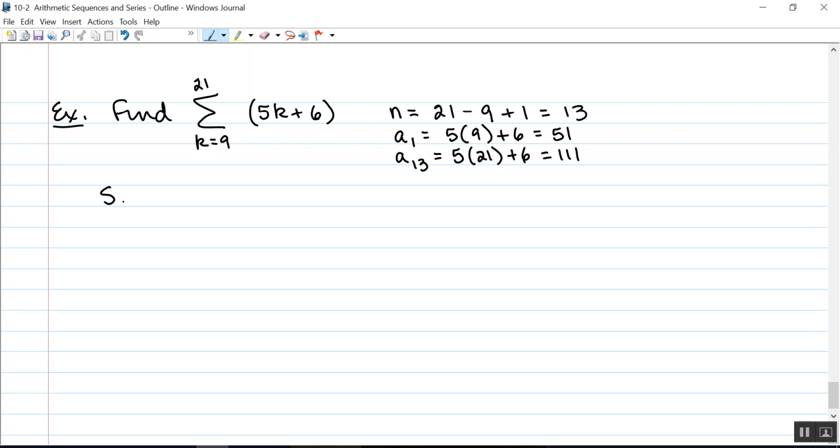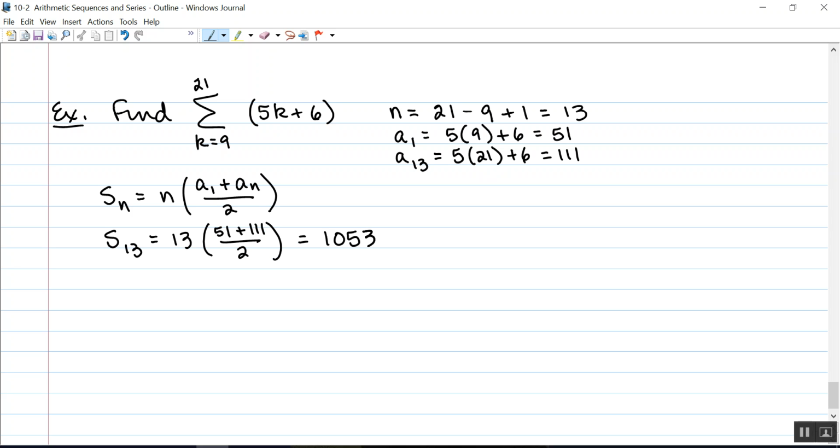Now I'll use the sum formula. S sub n equals n times a sub 1 plus a sub n over 2. And I have all the values I need to plug in there. So the sum of the first 13 terms is 13 times a sub 1, which is 51, plus a sub n, which is 111, over 2. And plugging that into my calculator, I get 1053.